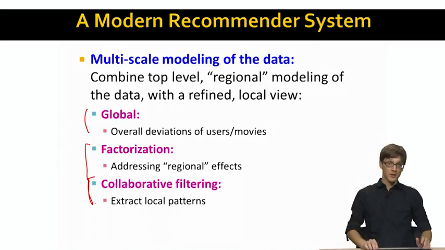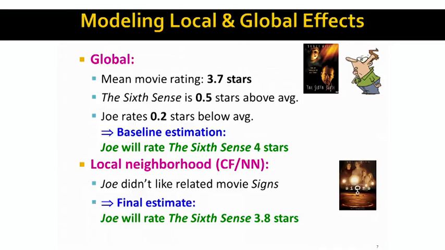So what do I mean by global modeling of the data? Global modeling means that we want to compute some average rating over the movies and also over the users. If we use a global way to model how much a given user will like a given movie, we could say the mean movie rating in our data set on Netflix is 3.7 stars. Then we could say that the Sixth Sense is rated half a star above the average rating. And then we could say this given user is very critical, so they tend to rate things below the average rating.